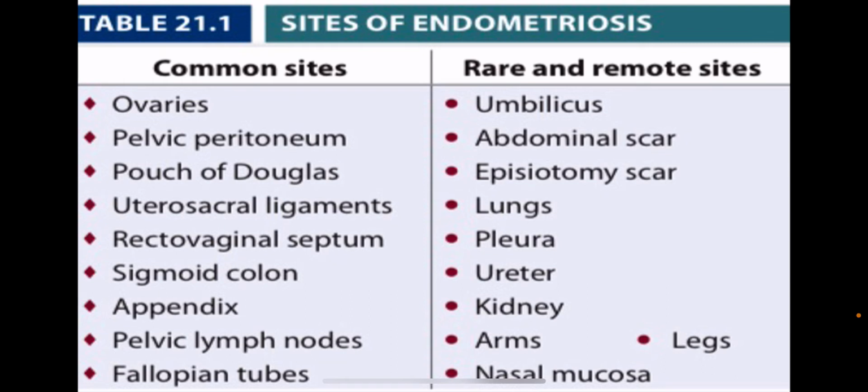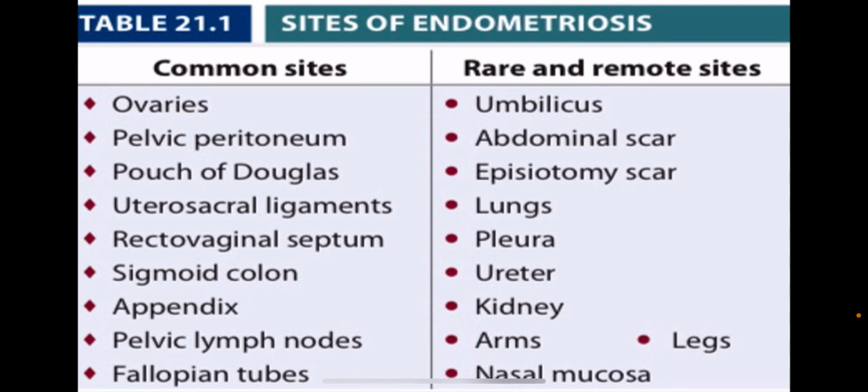The sites of endometriosis, let us summarize them. The common sites are ovaries. The topmost site for endometriosis to occur is the ovaries. Pelvic peritoneum, pouch of Douglas. What is the pouch of Douglas? It is a deep peritoneal space or recess which is found behind the uterus, between the uterus and upper vaginal wall anteriorly. Posteriorly, what do we have? Rectum. So it is a space found between the uterus and vagina anteriorly and the rectum posteriorly.